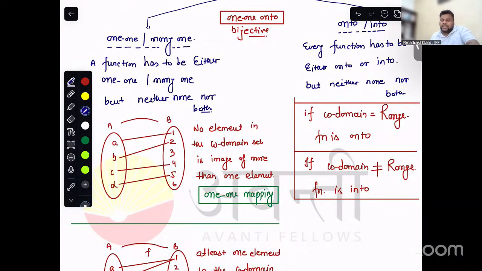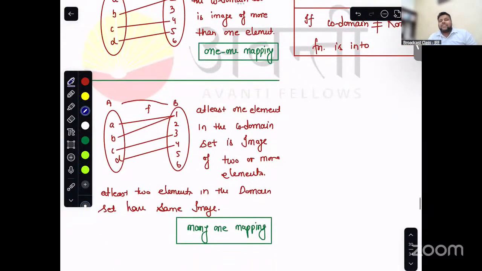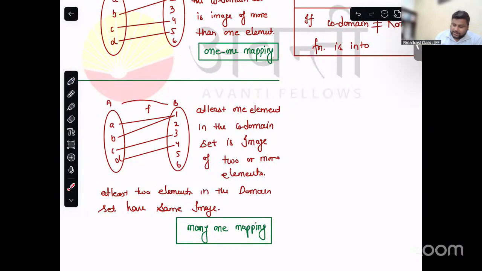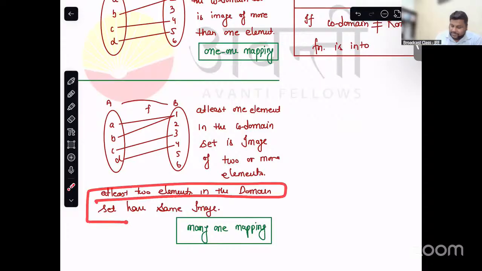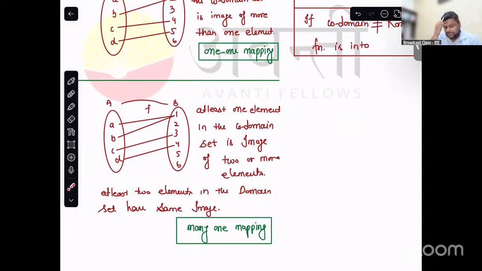Understood? In the 1-1, each element in the domain set should have an image that is not the image of any other element. Means no two or more elements should have the same image. Whereas in many-one mapping, at least two elements in the domain set should have the same image. Got it?